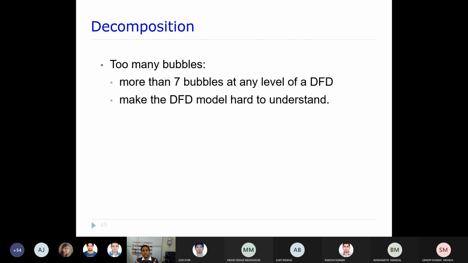Whatever we are interested in at the abstract level is not going to be maintained. So if you can divide that bubble into 5 to 7 major activities, and then those activities further into a few bubbles, maybe 5 to 6, or 3 to 4, and if you keep on doing this, then we maintain the abstraction level, and it will be easy for us to understand at any point of time.